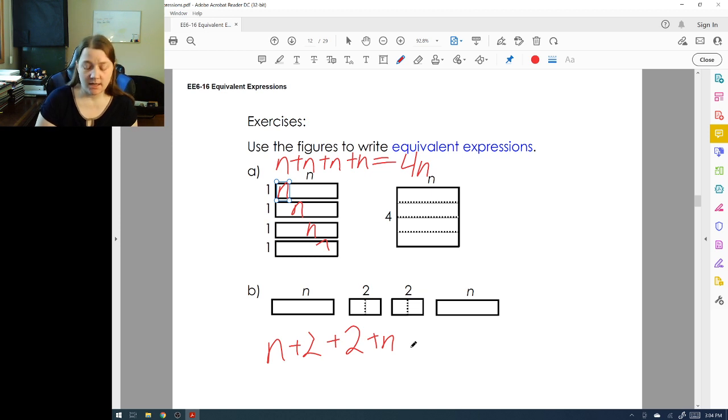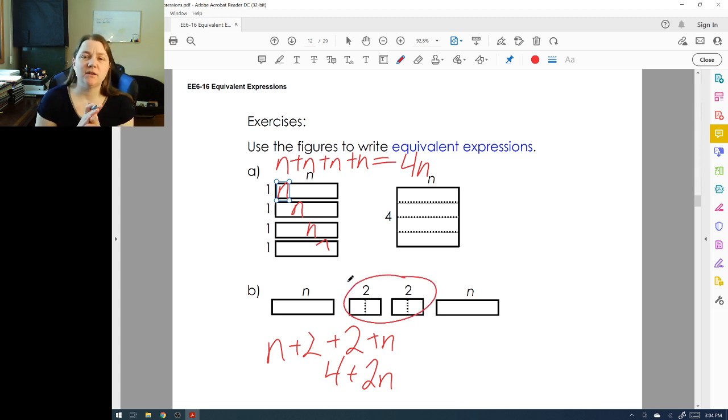Or we could go ahead and combine this to be 4 plus 2n's. We know that the 2 plus 2, when we combine those up, is going to be 4 squares right there. We also know that right here, we don't know how many of these there are, but we do know that there are 2 of them. So this is saying 4 plus another 2 groups of however many n is.